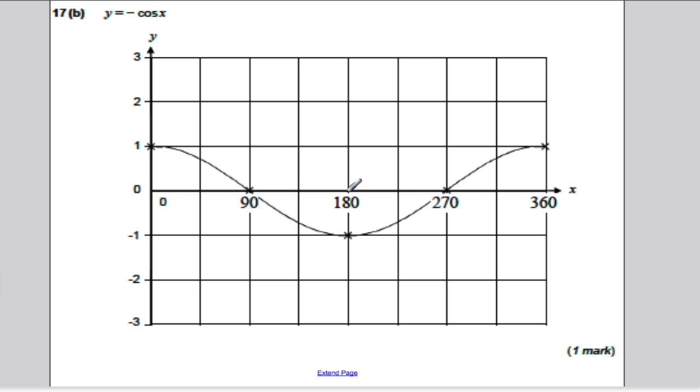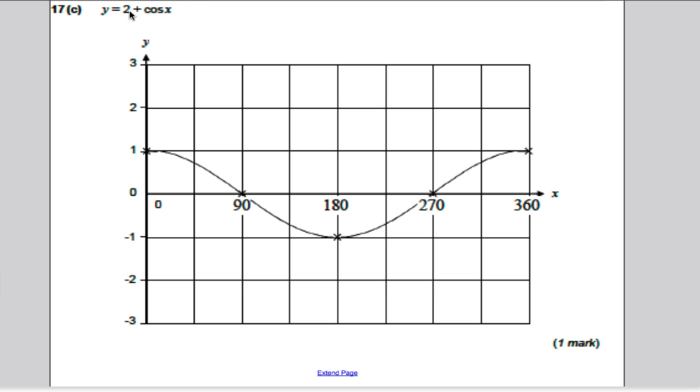Again, you could realize this is a reflection in the line y equals 0, or you just work it out for various values. When x is 0, cos of 0 is 1, so minus of that would be minus 1. Cos of 90 is 0, so minus 0 is still 0. Cos of 180 is minus 1, minus minus 1 is 1, and as you can see, this is just reflecting this shape here, so it looks something like this. This is a reflection in the line y equals 0, or in the x-axis.